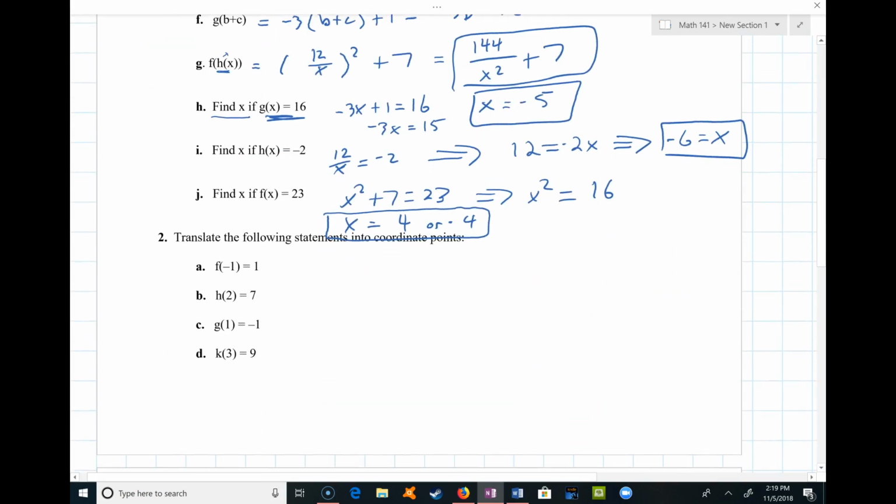Okay. Now this next one, part 2, says translate the following statements into coordinate points. This is one of those questions that I love because it's super easy if you understand the concept, but impossible if you don't understand the concept.